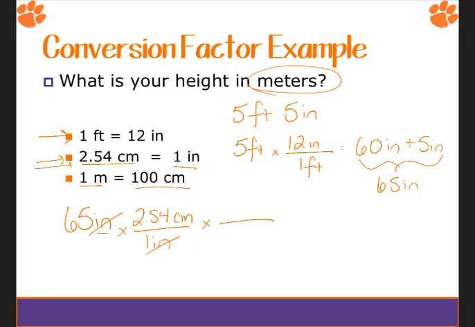So my next step is to take centimeters, and I need to get to meters in total. So here I have this very final conversion factor. This is just a metric conversion. So I put my 100 centimeters on the bottom, my 1 meter on the top, such that my centimeters cancel and I'm left with meters at the end. So I am 1.651 meters tall.